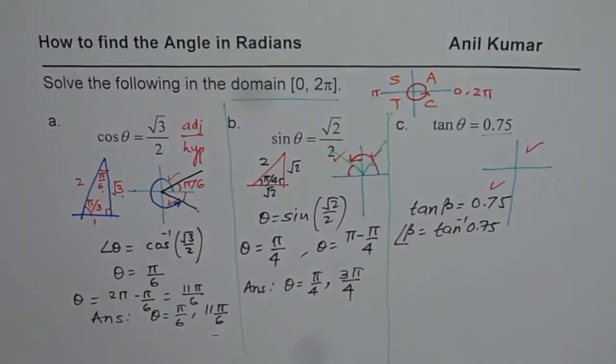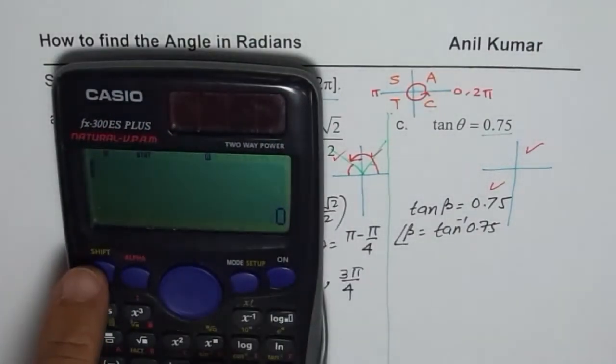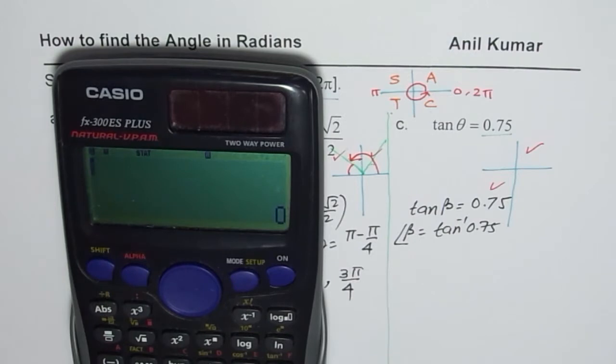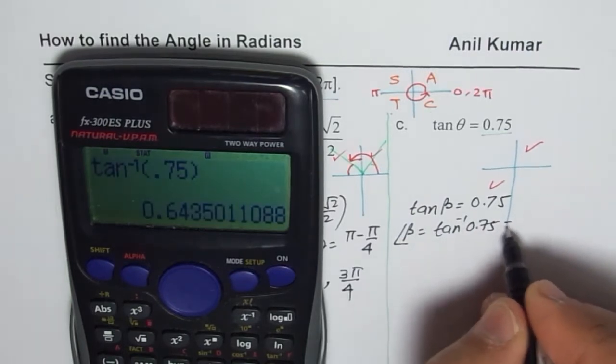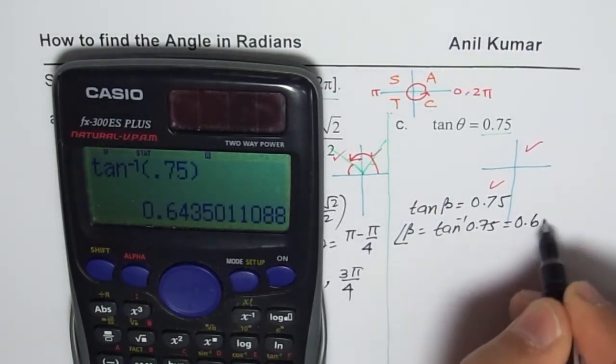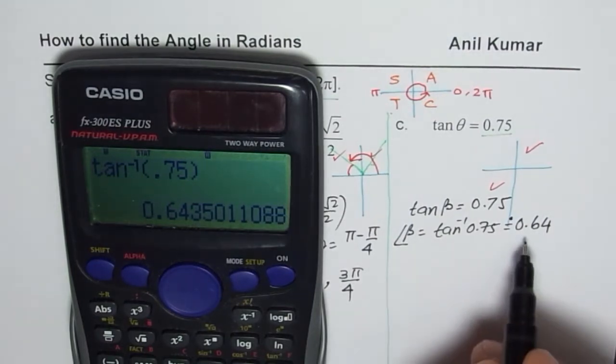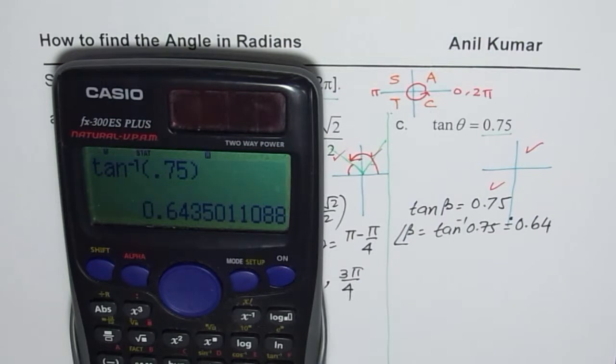Now let us use the calculator. First step is you should change the mode so that you are in radians. For me, option 4 gives me radians. Now shift tan inverse, 0.75, bracket close, equals gives me that angle. So this angle for me is 0.64. Let's say we round it to 2 decimal places, correct? So we have that one answer, 0.64 radians. If I don't write any unit, it means radians, right? Because radian is a ratio.